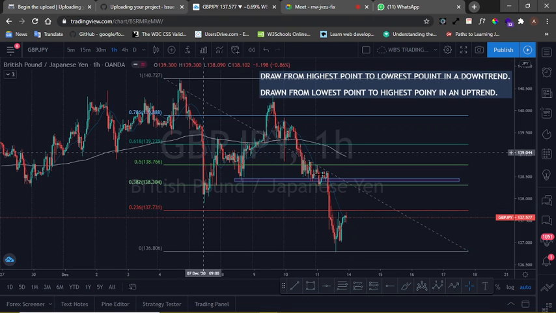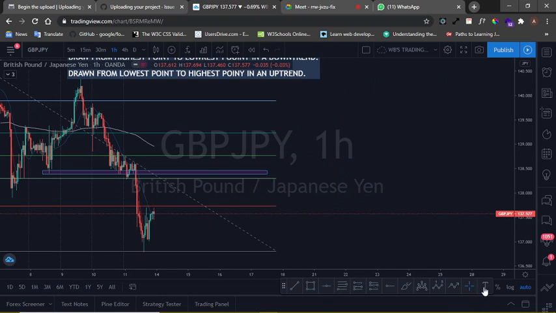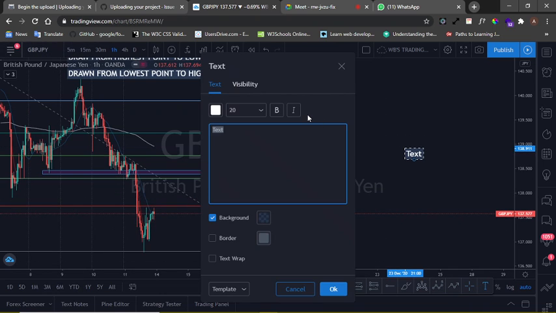And Fibonacci acts as, let me write that soon. It acts as support on an uptrend and resistance on a downtrend.